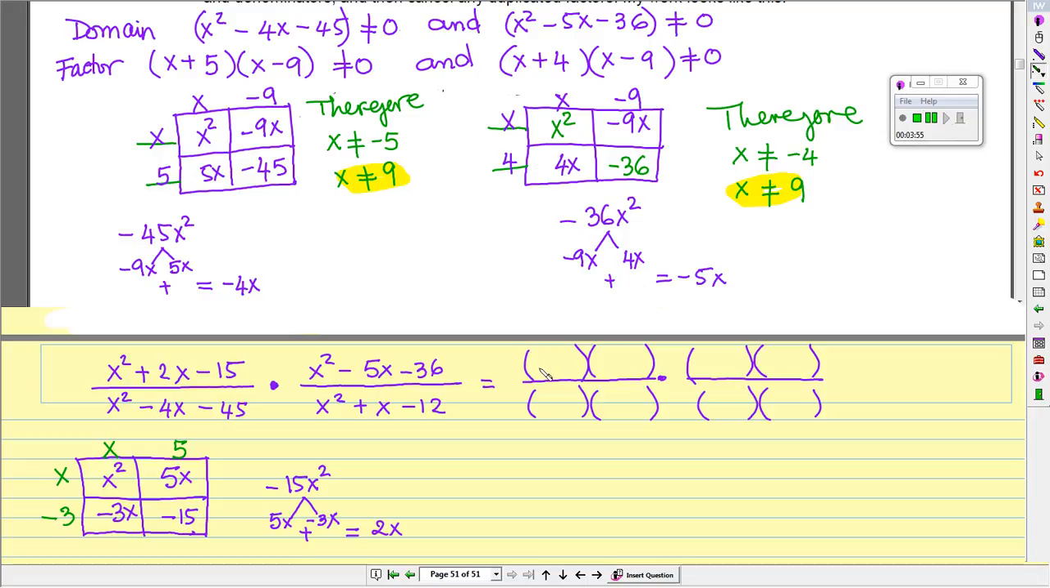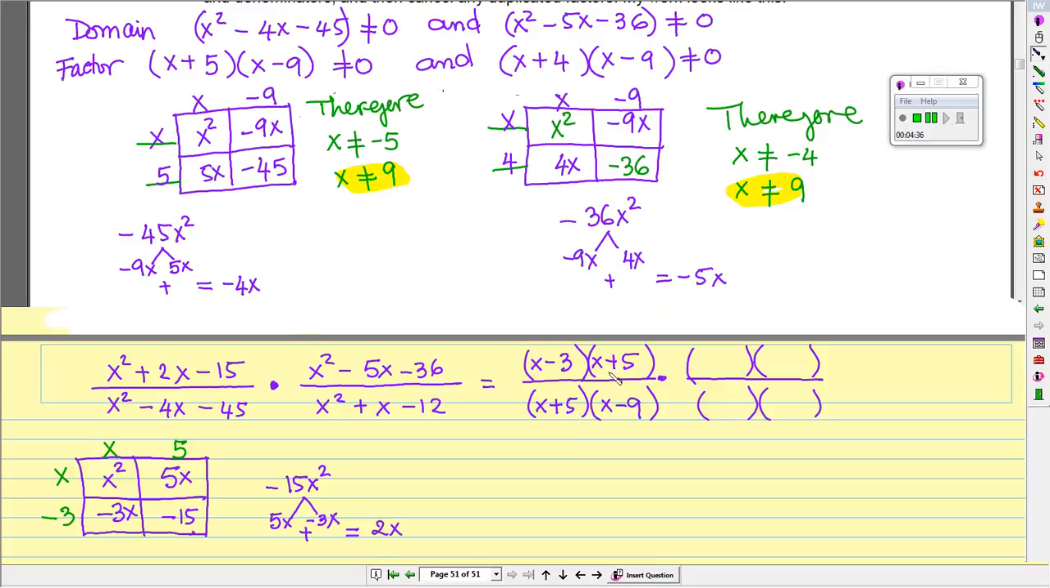Therefore, our factors for the numerator will be x minus 3 times x plus 5. Now for the denominator, x squared minus 4x minus 45, we did it here. We have the box right here, and we have the two factors, so we will have x plus 5 times x minus 9. Okay, so we're done with the first fraction.